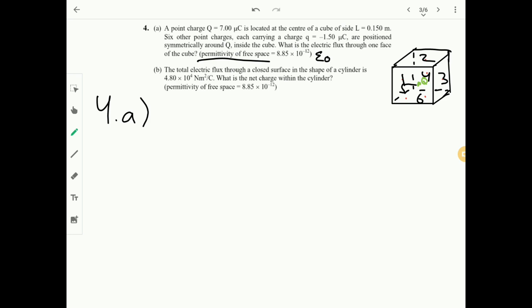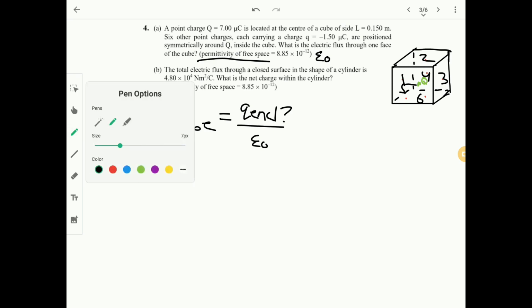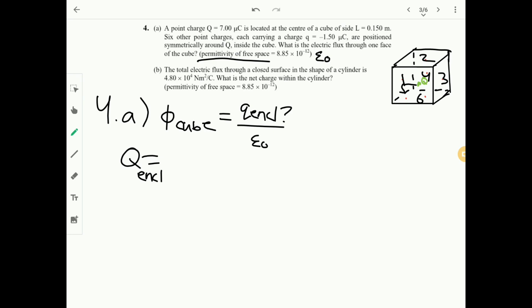Okay, let's solve. Before finding the electric flux through one face of the cube, we should first find the electric flux through the whole cube, right? But to find the electric flux of the cube, shouldn't we find the Q enclosed of the cube? This is our question mark. Epsilon 0 is always a constant. To find that, let's call this Q enclosed, since big Q is already taken. Isn't it 7 plus 6, because 6 charges, times minus 1.5, which gives us minus 2 microcoulombs? That is the Q enclosed.